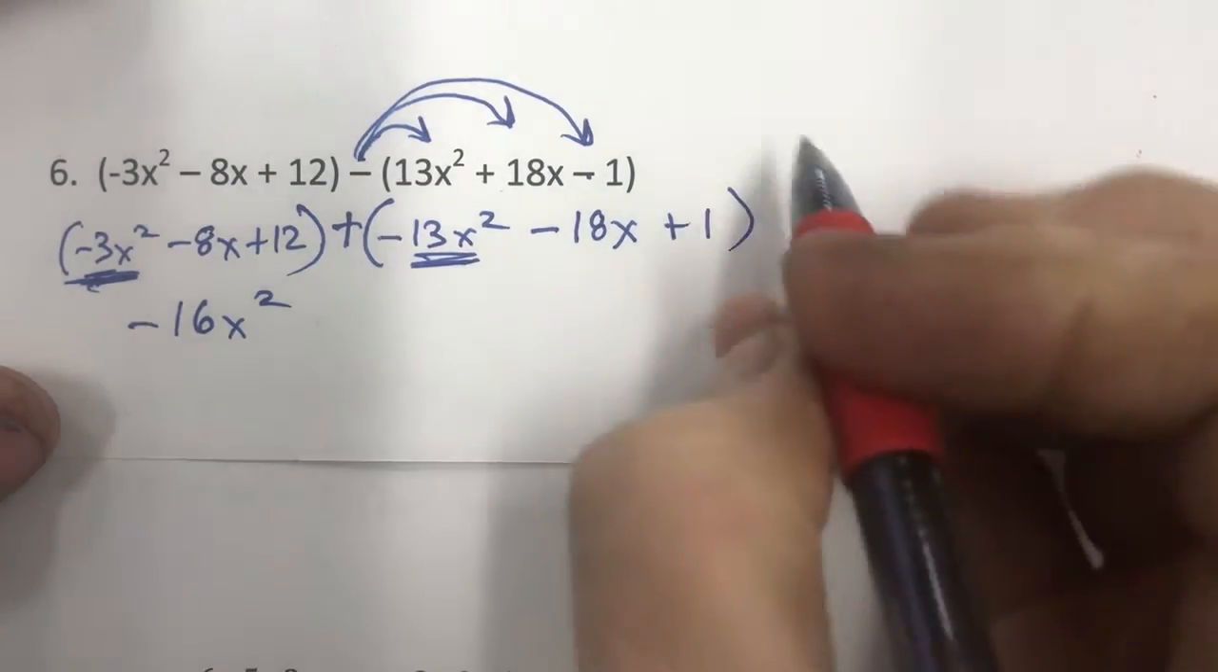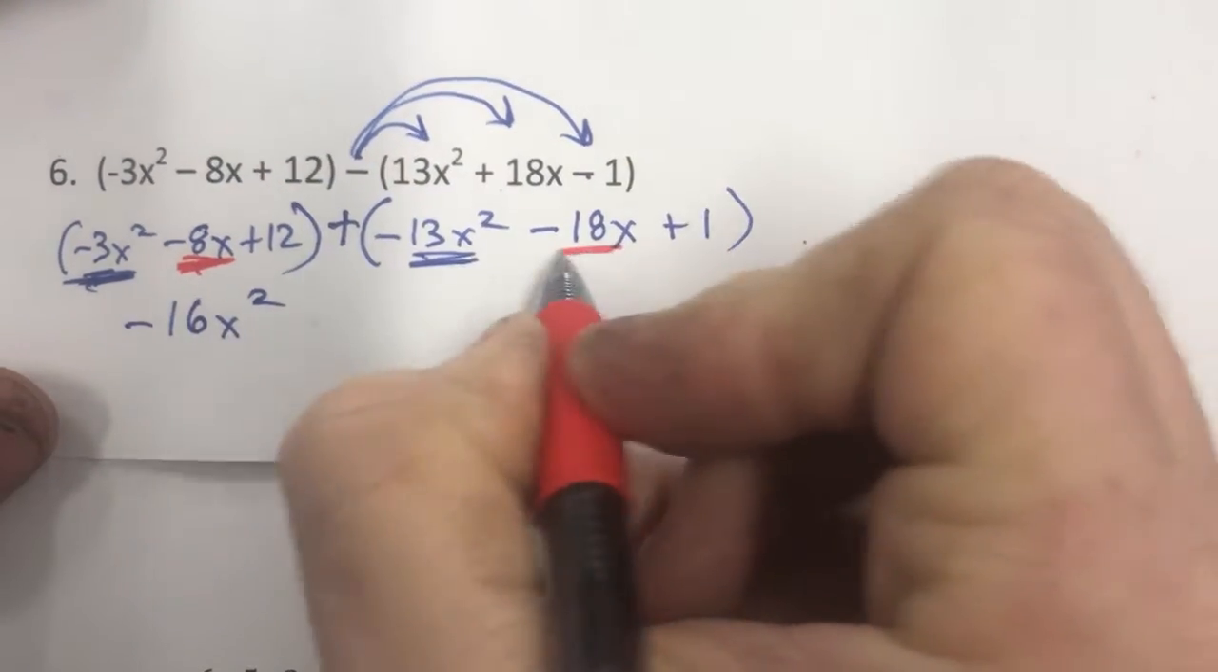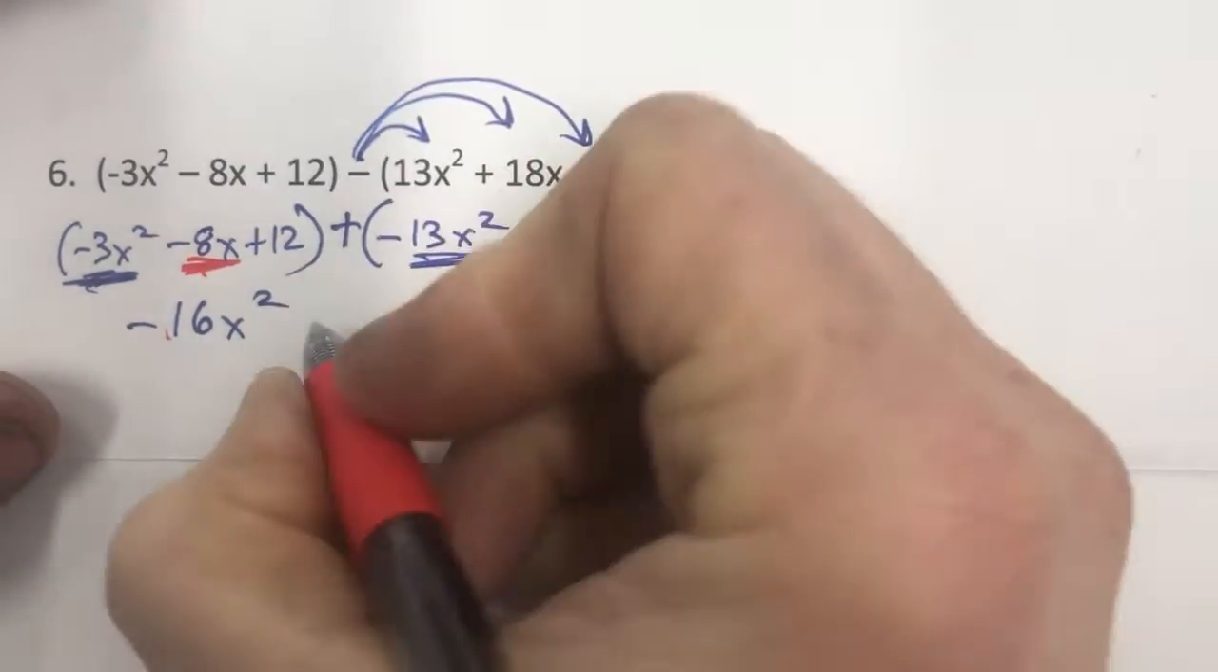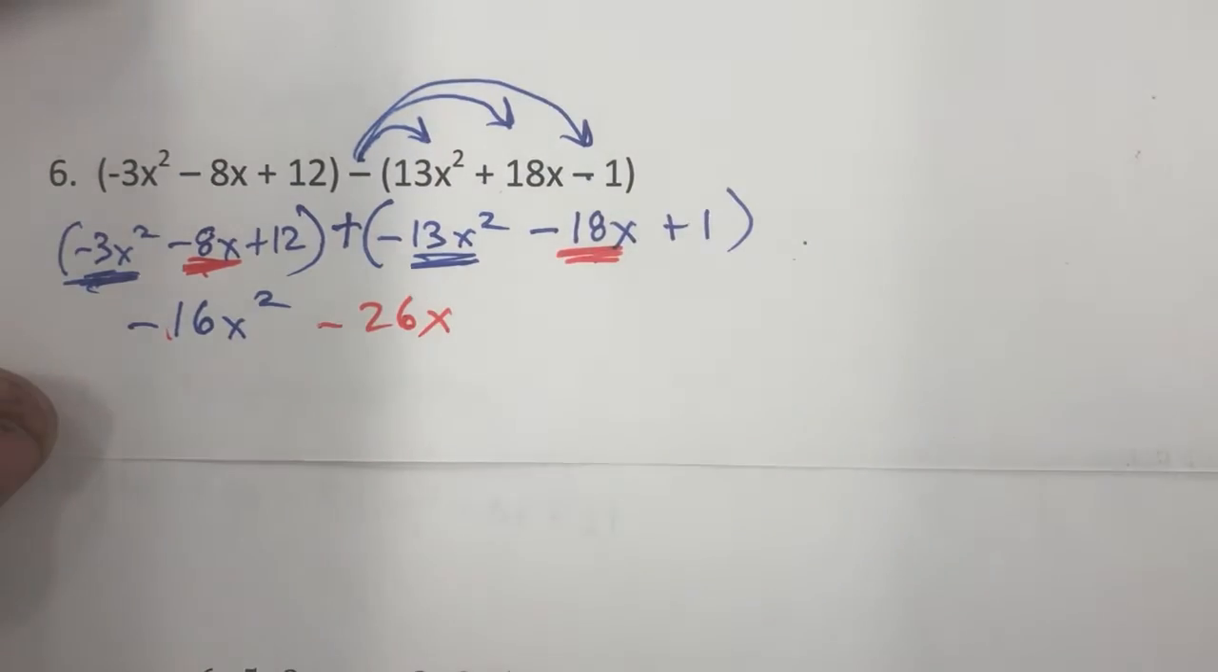All right, then I go to my x term. Here's an x term and there's an x term. Those two go together. So negative 8 plus negative 18 is negative 26x.